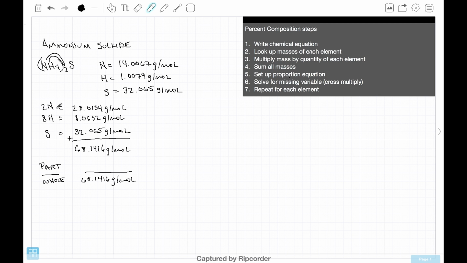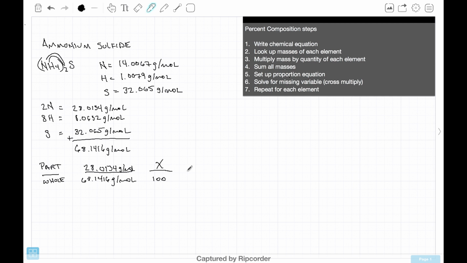And the part, well, this time we're going to find the percent composition of nitrogen in ammonium sulfide. So we're going to write 28.0134 grams per mole as the mass, and in percent, well, the entire mass is 100% of the compound, so we're going to write 100. And we don't know what 28.0134 represents in percentage, so that's our unknown we're looking for. We're going to write X.